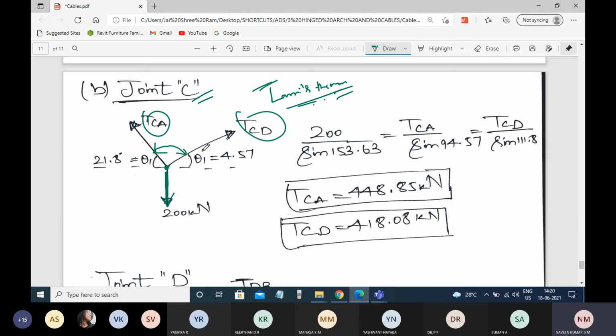So the sine of the angle between these forces, that is 180 minus 21.8 minus 4.57. The angle from here to here is 180, so 180 minus, you deduct these two values, you will get the angle between segment TCA and segment TCD. So that equals 153.63.